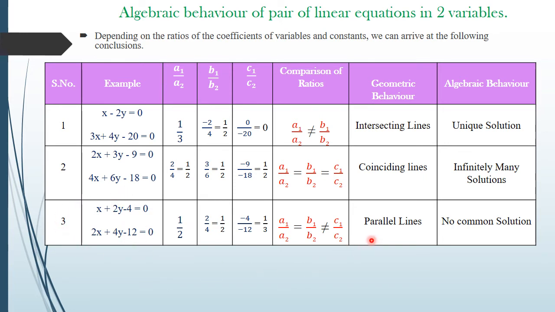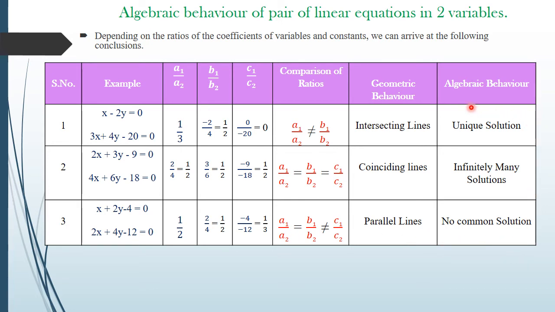So what will be the approach in order to understand algebraic and geometrical behavior? First we'll calculate these all three ratios, that is a1 by a2, b1 by b2 and c1 by c2. If a1 by a2 is not equal to b1 by b2, then these two possibilities are eliminated. Then we should understand that it will have intersecting lines and unique solution. If a1 by a2 is equal to b1 by b2, then we should see this third condition, whether it is equal to c1 by c2. If it is equal to c1 by c2, then we will have coinciding lines and infinitely many solutions. If c1 by c2 is not equal to a1 by a2 and that is equal to b1 by b2, in that case we will have parallel lines and we should conclude that there will be no common solution.